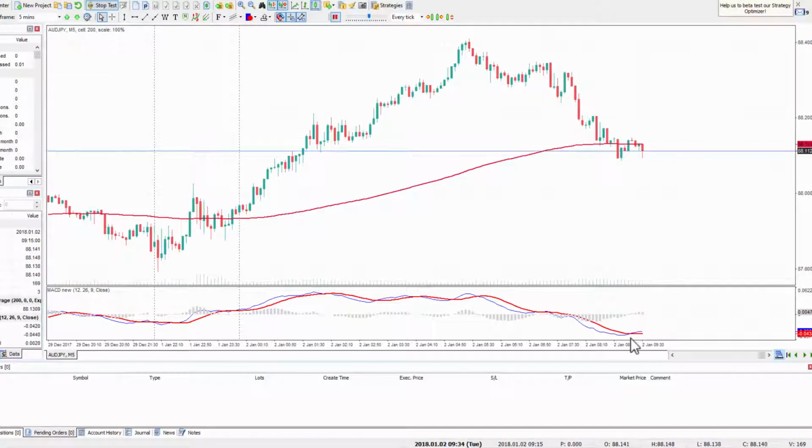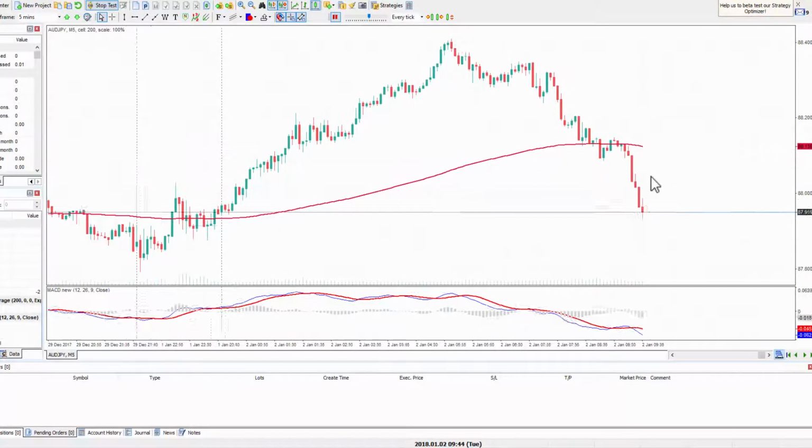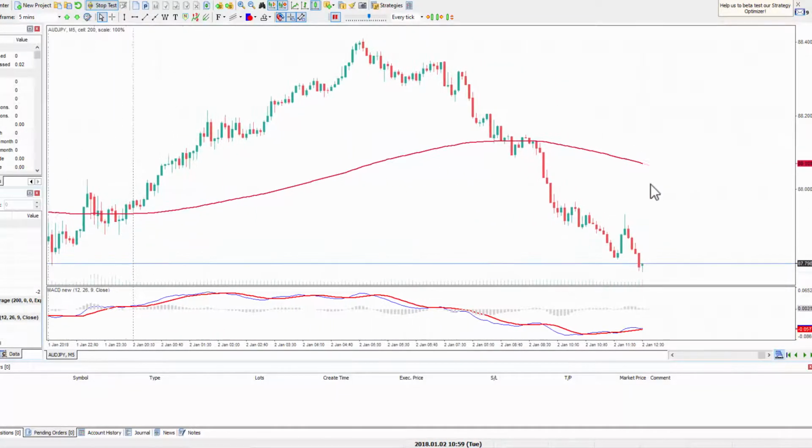Okay, so here's a crossover below the zero level, but I'm not taking this because the exponential moving average line has been broken. So I'll just wait and look for another signal.